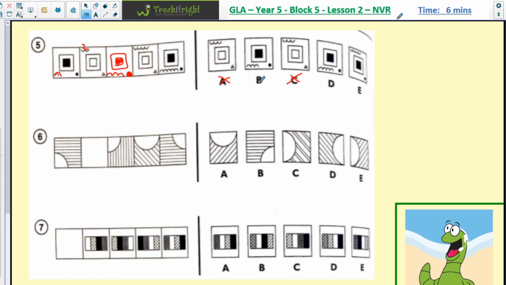Let's just run through the answers. Can it be B? I think so. Can't be that because it's got too many. Can't be that because it's on the wrong side. So, yeah, the answer is B.